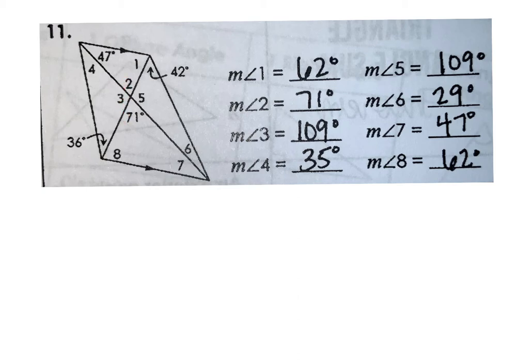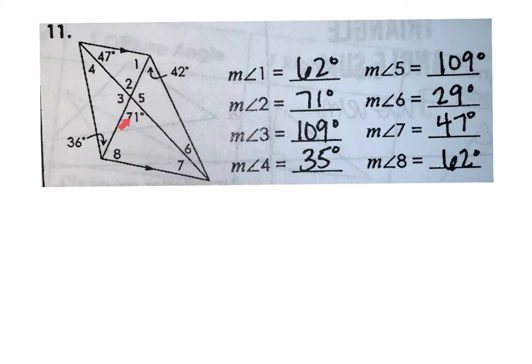to solve for it. 71 is number 2. That actually helps me solve for 3 and 5. Why does that help me solve for 3 and 5? Why does a 71 also help? Yeah, it's a linear pair with 5. It's a linear pair with 3. So if I say 180 minus 71, I'm going to get 3 and 5 because they're actually the same angle.